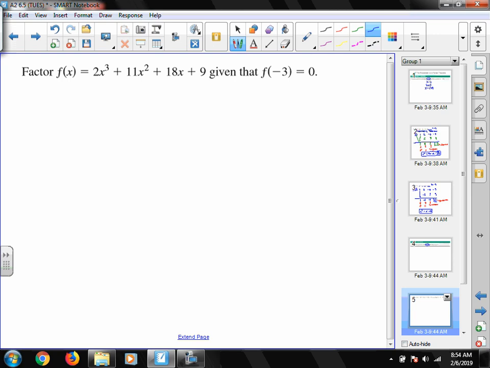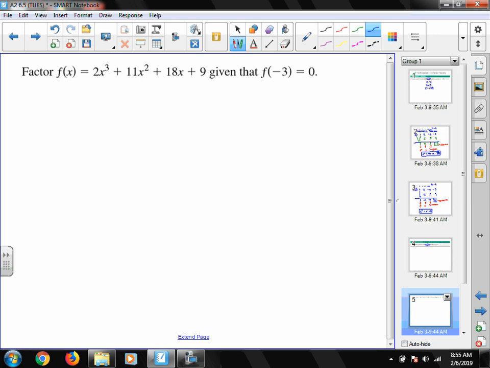We're seeing if that number is going to be a factor. So we're going to factor 2x cubed plus 11x squared plus 18x plus 9, given that f evaluated at negative 3 is 0. Okay, this is just a different way for me to ask you to do the exact same thing that you've been doing before. However, we're going to do just one more step when we're done here.